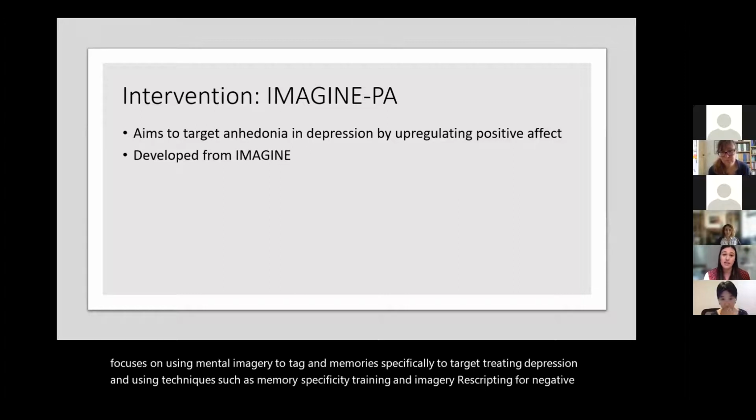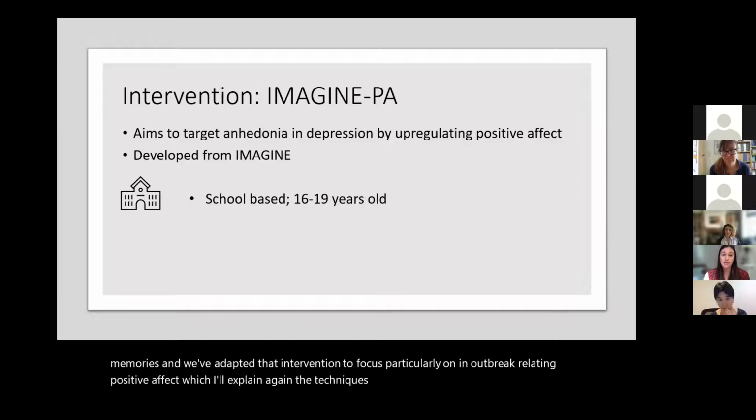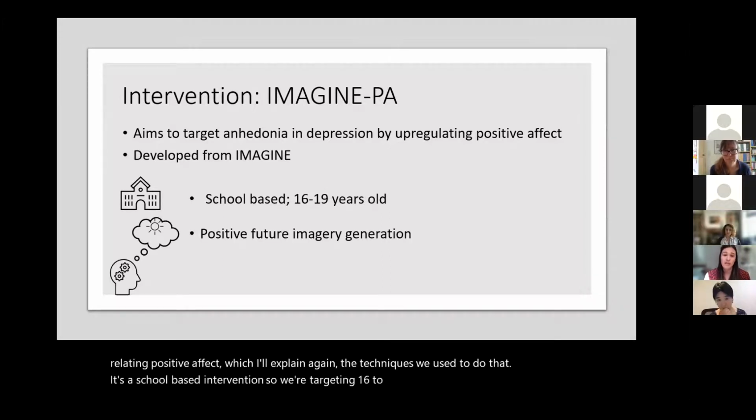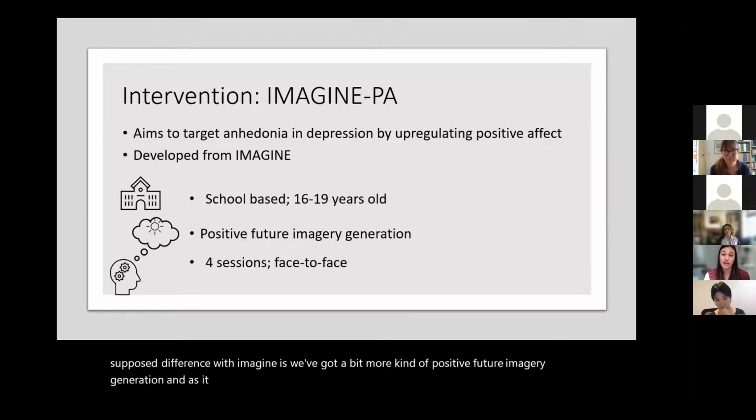And we've adapted that intervention to focus particularly on upregulating positive affect, which I'll explain again the techniques we use to do that. It's a school-based intervention, so we're targeting 16 to 19-year-olds. And a key difference with Imagine is we've got a bit more positive future imagery generation as a means of upregulating positive affect. So it's a 4-session intervention which we're delivering face-to-face.